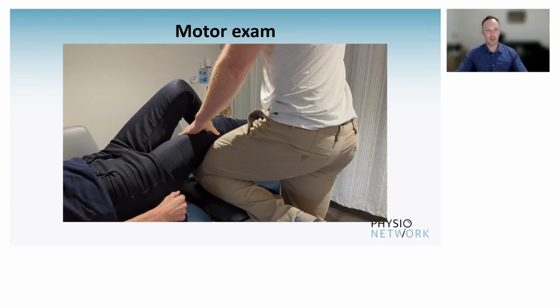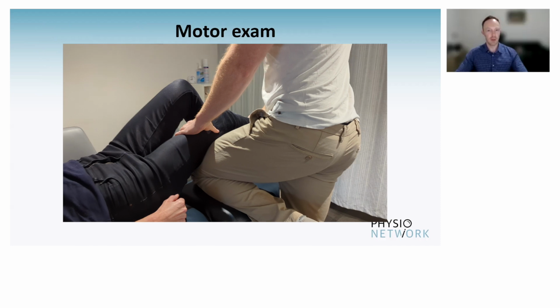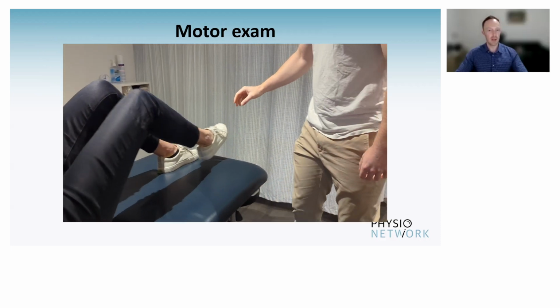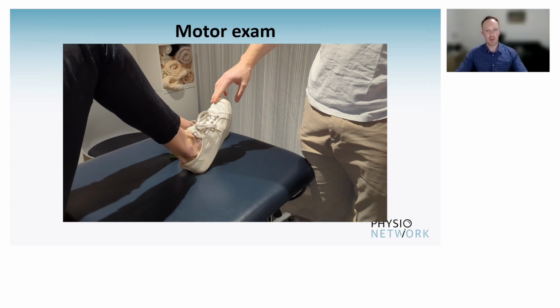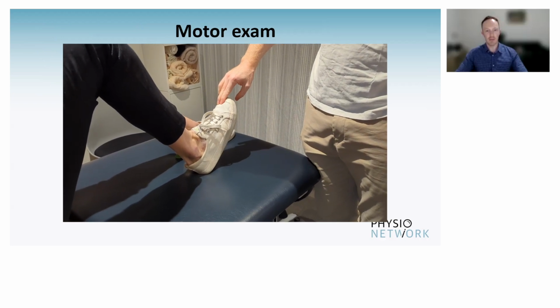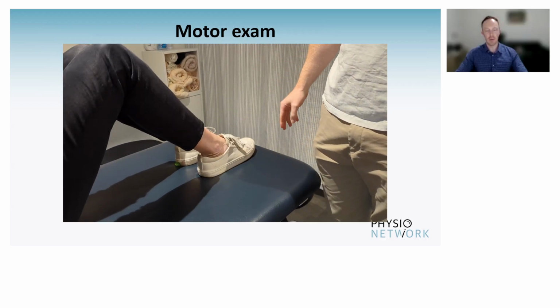Then for L3, you're looking at knee extension. So you've got their knee over yours, you're trying to get them to push up against your hand. And then for L5, you're looking at big toe extension. So just making sure that they can pull that up, and it's probably best to do that with their shoes off.